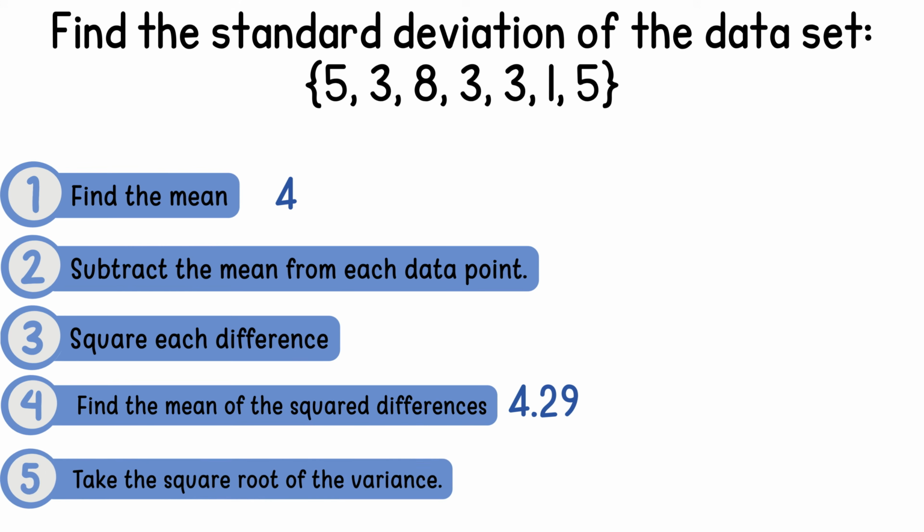So now we'll do our last step and take the square root of the variance. The square root of 4.29 is 2.07. So that tells us that on average, the points are 2.07 units from the mean of 4.